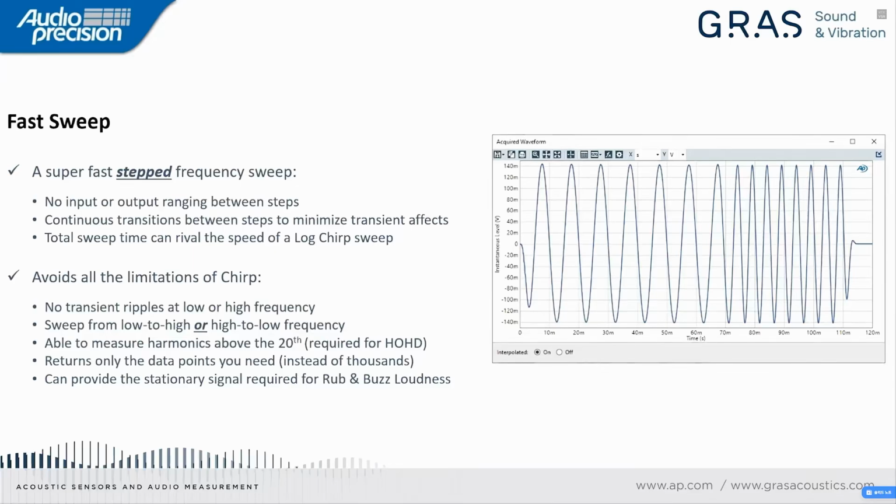It returns only the data points you need instead of thousands. So your stepped frequencies, which you can specify, or you can choose, let's say, from an ISO series and 24th octave, for example, it will only return those values. And it can provide a stationary signal required for rub and buzz loudness. And we'll be moving on to rub and buzz, and you'll understand, hopefully, why that's a great breakthrough for APX and the loudspeaker production test.